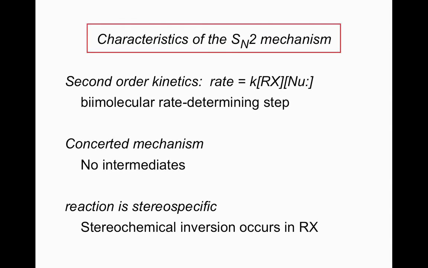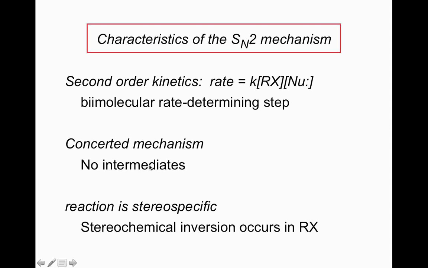So, to recap from last week, remember the characteristics of the SN2 mechanism. It's a bimolecular mechanism that depends on the concentration both of your starting material, whether it's an alcohol or an alkyl halide, here as I've indicated in the rate law, RX, and also on the concentration of your nucleophile. It has a concerted mechanism.